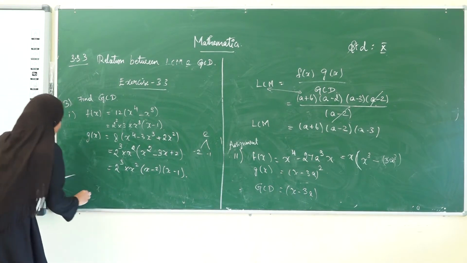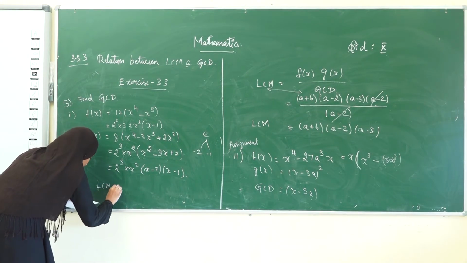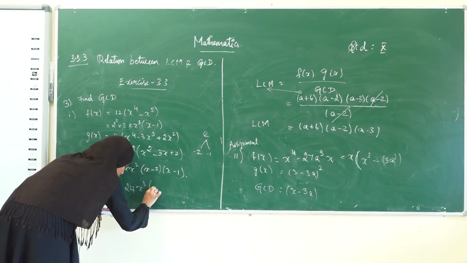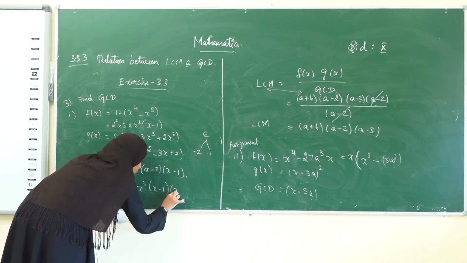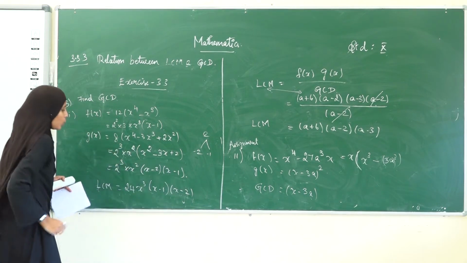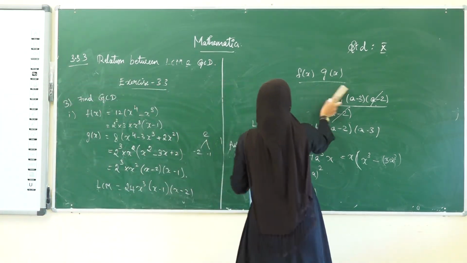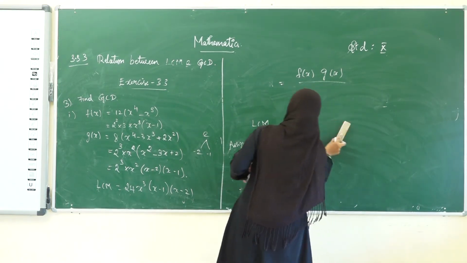Okay. They have also given LCM. LCM of these two polynomials is 24 x cube into x minus 1 into x minus 2. Okay. What do you have to find? We have to find the GCD. So we are going to apply this formula.